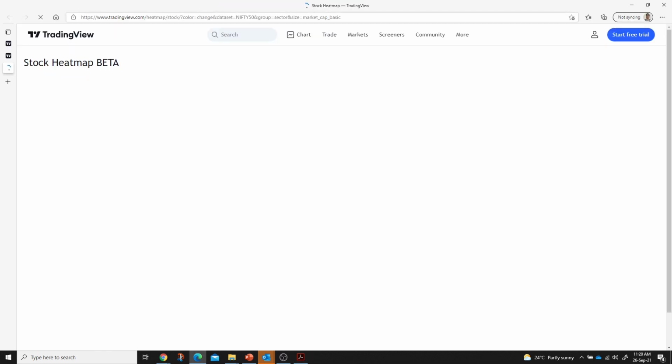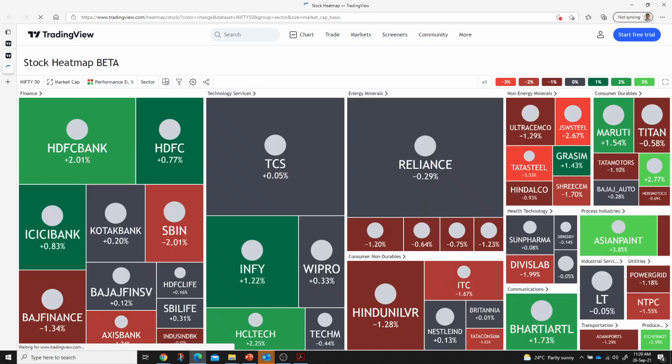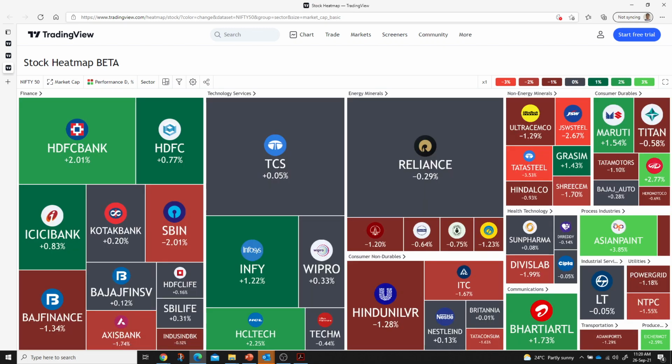So I've already selected the data set as Nifty 50 and grouping by sector and size is by market cap. So this is the performance of our market on the last trading day. Okay. So if you can do some adjustments.